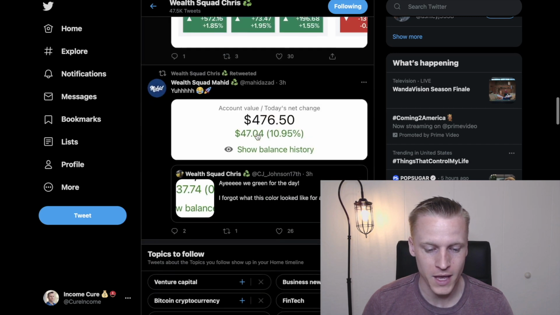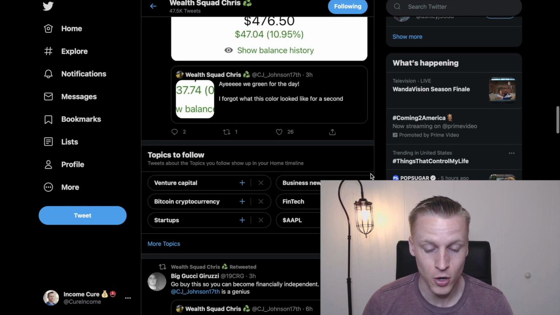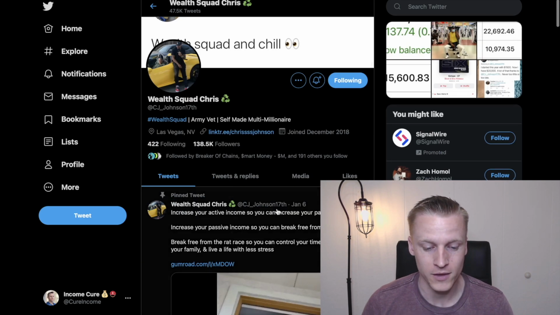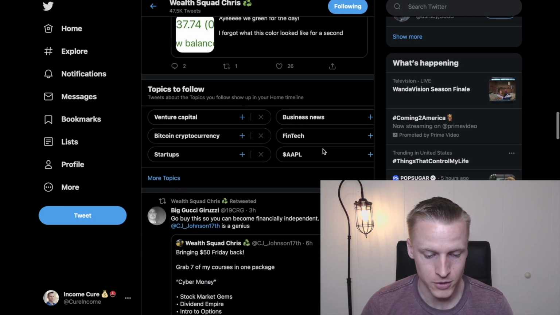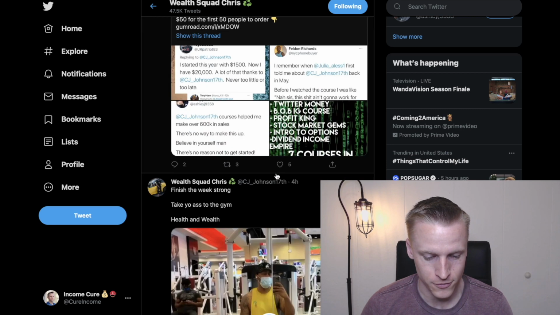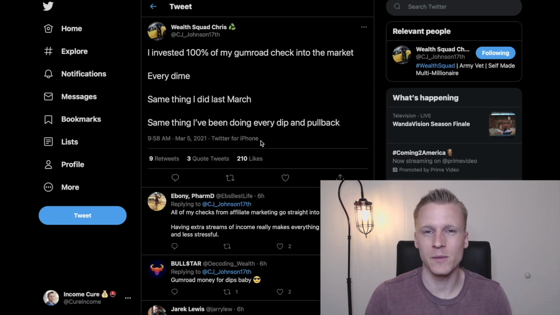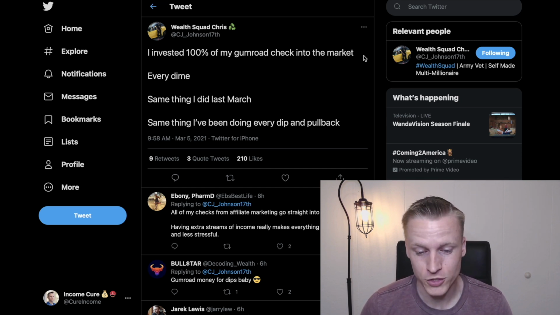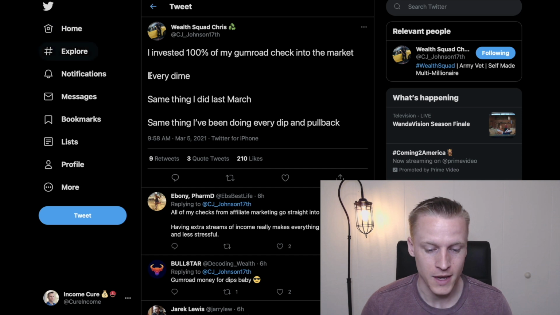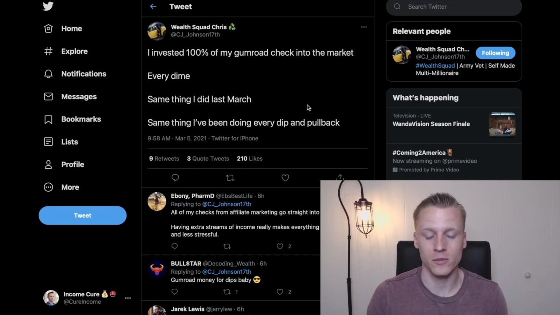I would find whenever he posts. First I would follow him, and then whenever he sends out a tweet, I would click on it and comment down below. So let's find a good example. Here's an example of one of the tweets that I would comment under because it relates to my niche. He said, I invested 100% of my Gumroad check into the stock market, every single dime. Same thing I did last March. And he's just kind of talking about the stock market and all that.